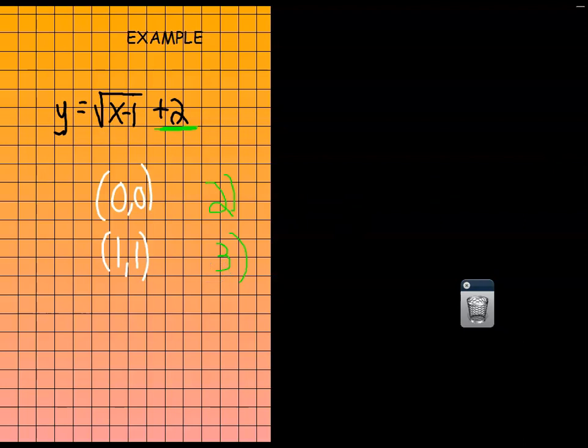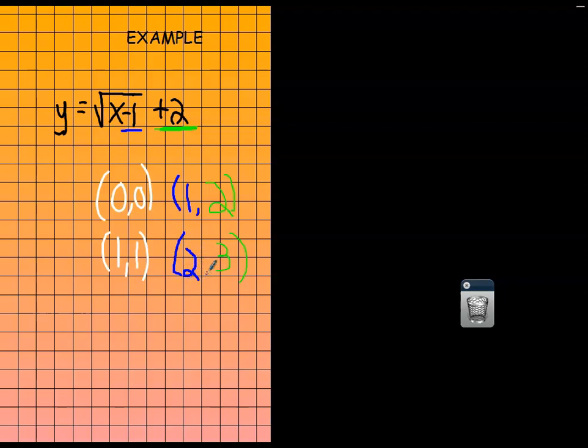Now, this value, this 1, the rules are opposite on the inside. So it looks like a -1 here. You are actually going to add 1. Do the opposite operation there. So instead of having a 0, you're going to have a 1. Instead of having a 1, you're going to have a 2.